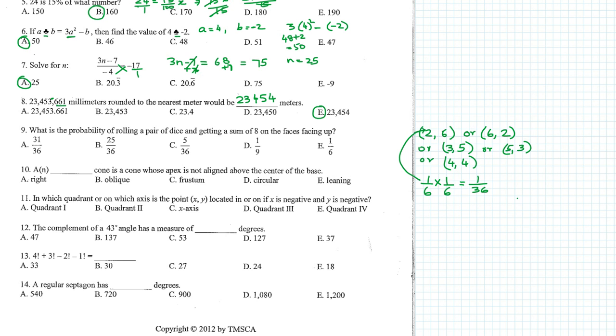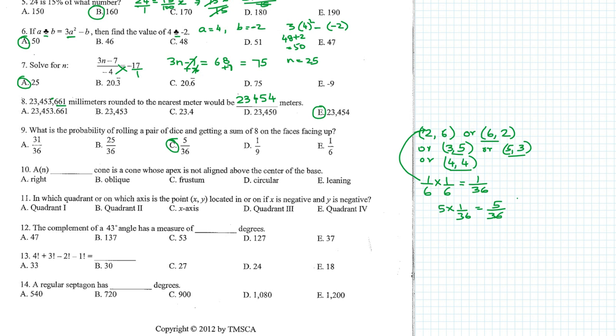Similarly, for the remaining pairs 6, 2, 3, 5, 5, 3, and 4, 4, the probabilities are also 1 over 36. So the total probability of getting a sum of 8 when we roll a pair of dice will be 5 times 1 over 36, which will give us 5 over 36. So the answer is C.